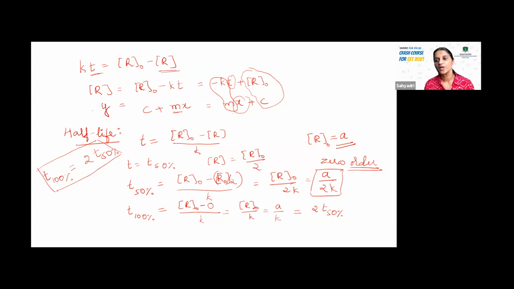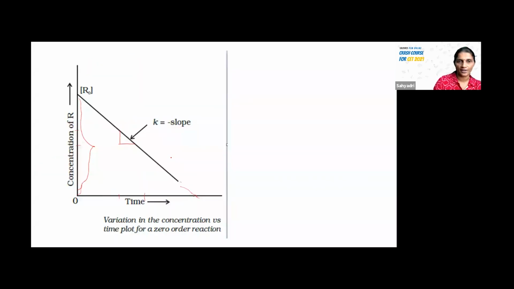Yes. Okay. So if I give you that T half of a zero order reaction is X, what is the time taken for 100% completion of that reaction? 2X. Did you understand? Somebody asked me for an example of a zero order reaction. Photochemical reactions. All photochemical reactions are zero order reactions, and decomposition of, say, HI, NH3, all these are zero order reactions.